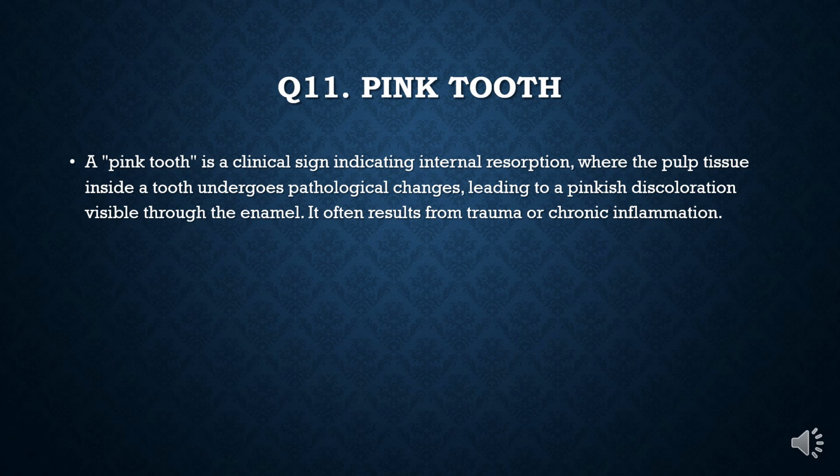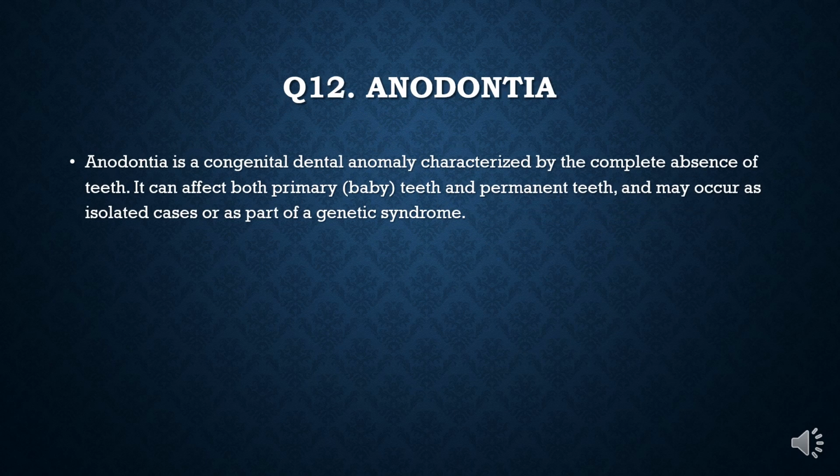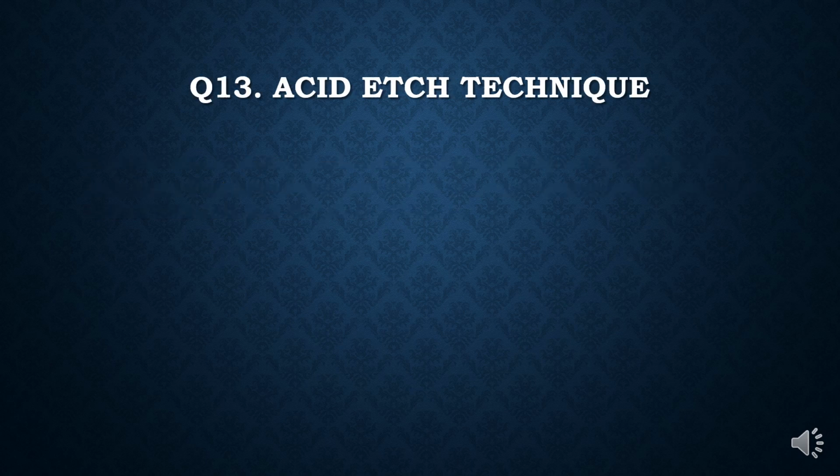It often results from trauma or chronic inflammation. Question number 12 is anodontia. It is a congenital dental anomaly characterized by the complete absence of teeth. It can affect both primary and permanent teeth and may occur as isolated cases or as a part of a genetic syndrome. Number 13 is the acid etch technique.